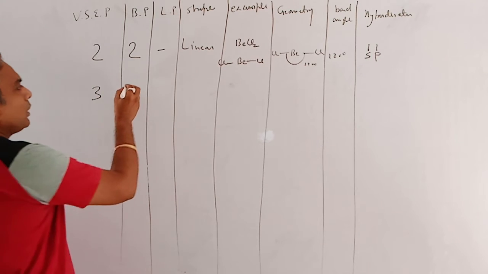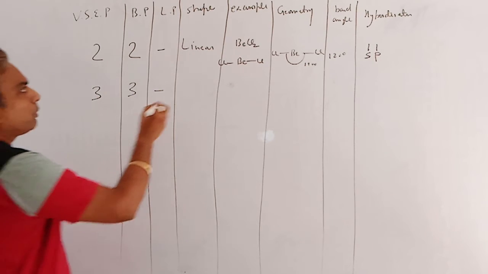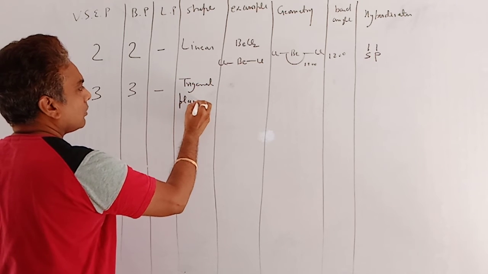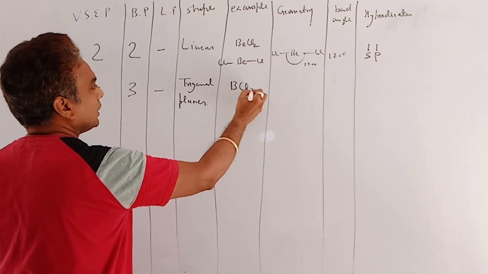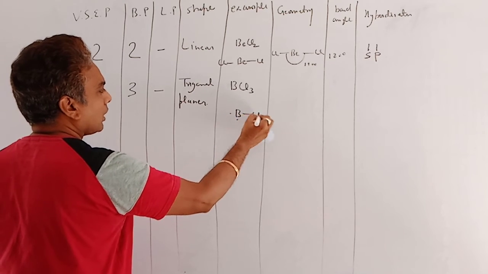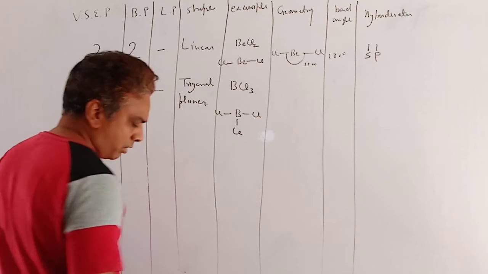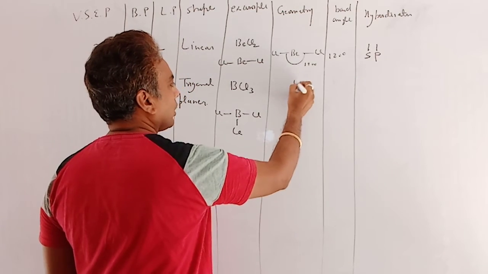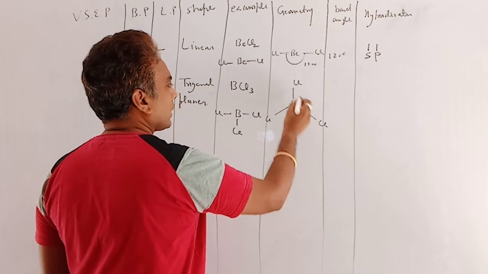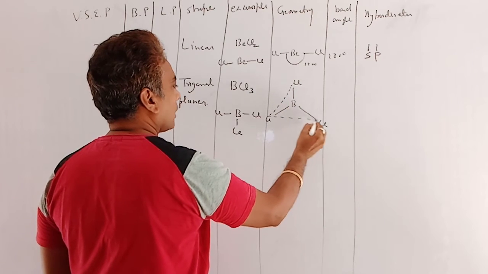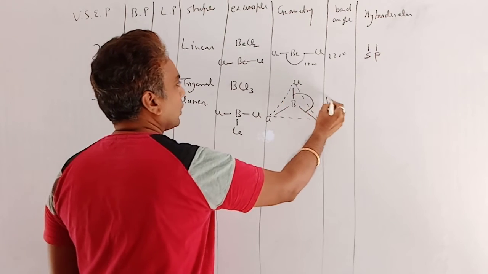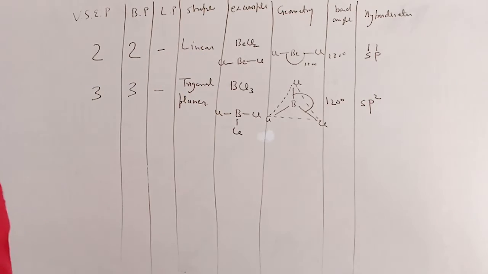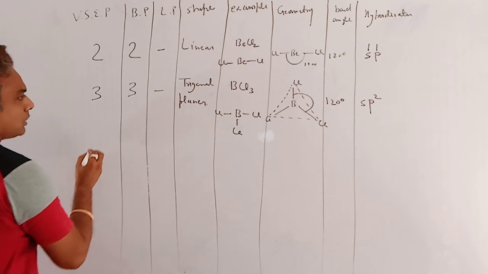We have 3 VSEP, all 3 are bond pairs without any lone pair, so the shape will be trigonal planar. Example is BCl3, boron contains 3 electrons and all 3 are shared with chlorine. So trigonal geometry will be there, boron is placed at the center of the triangle and at the corners of the triangle chlorines are placed. Here the bond angle is 120 and hybridization will be sp2. Clear?